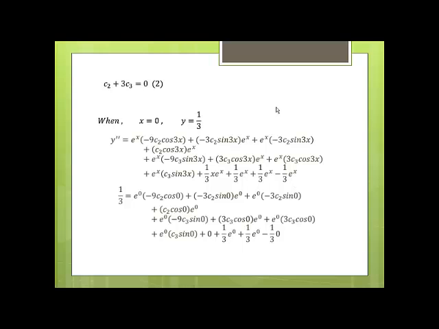This is y double prime. So we have now 1/3 is equal to e raised to the power of 0 times negative 9c2 cos 0 plus negative 3c2 sin 0 times e raised to the power of 0, plus e raised to the power of 0 times negative 3c2 sin 0 plus c2 cos 0 e raised to the power of 0, plus e raised to the power of 0 times negative 9c3 sin 0 plus 3c3 cos 0 times e raised to the power of 0, plus e raised to the power of 0 3c3 cos 0 plus e raised to the power of 0 c3 sin 0 plus 0 plus 1/3 e raised to the power of 0 plus 1/3 e raised to the power of 0 minus 1/3 times 0.